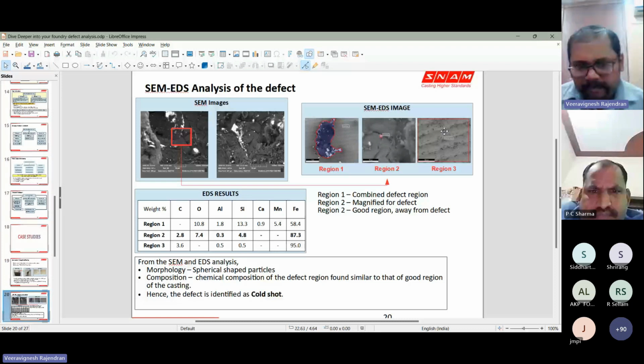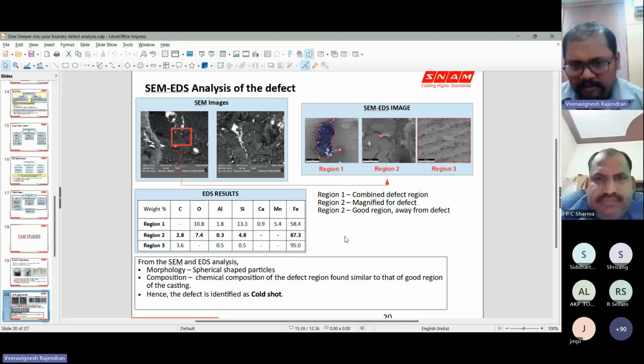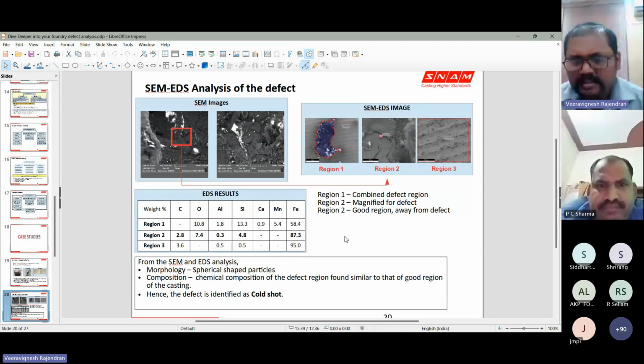When you compare all these 3, you see iron, silicon, aluminum, oxygen and carbon. So what does this analysis additionally tell me? Okay, this is iron only. 87% means it is mostly iron, and it has some carbon, some oxygen and silicon. It is not a different material. It might be close to the parent material. So from these observations, the defect cavity has a spherical nature inside, and it is a cavity.